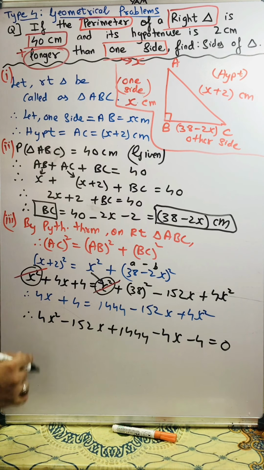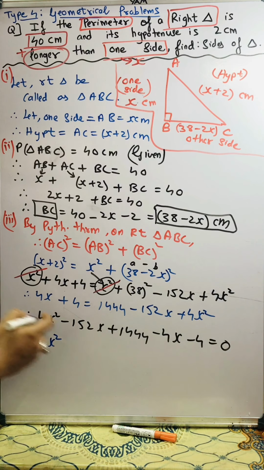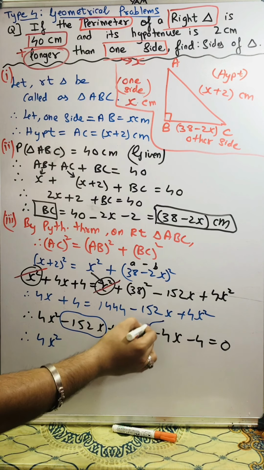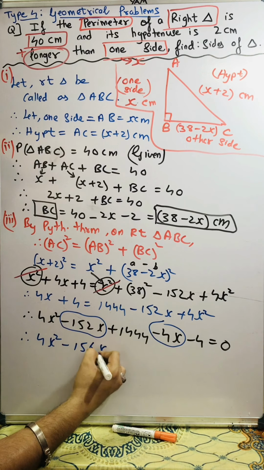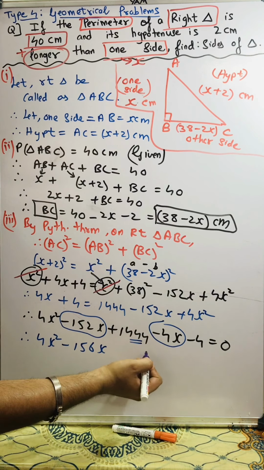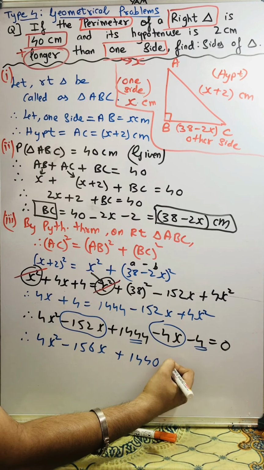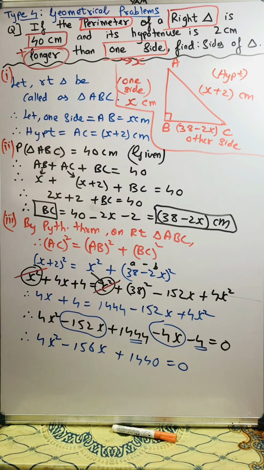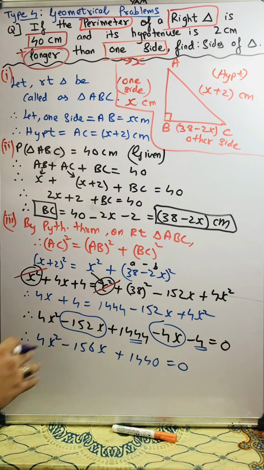Now x square wala term is only 1, so I'll write the same thing in the next step. Therefore 4x square as it is, but I can see here I have minus 152x and here I have minus 4x. Minus minus becomes plus, sign of a greater number, so minus 156x. Okay, here I have plus 1444, here I have minus 4, so it will be plus 1440 is equal to 0. So this is our quadratic, 4x square minus 156x plus 1440. I can see here that it can be easily divided by 4. All the numbers are divisible by 4.